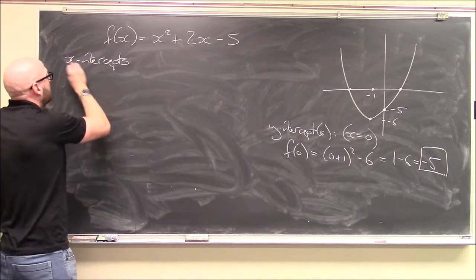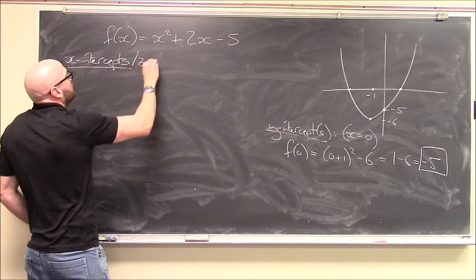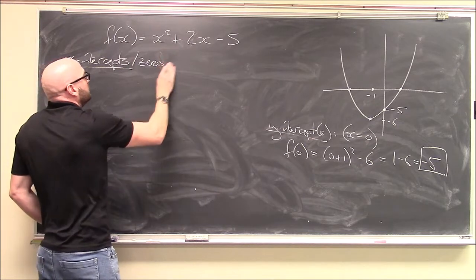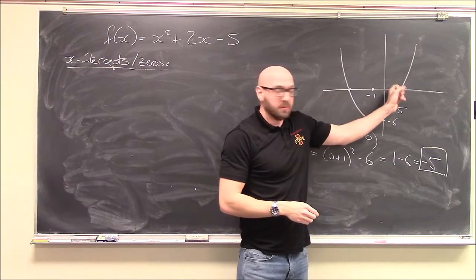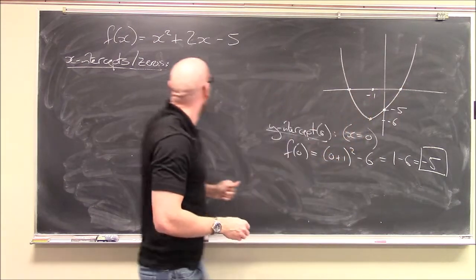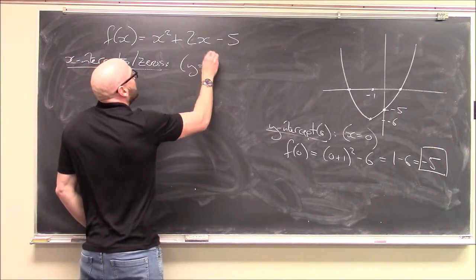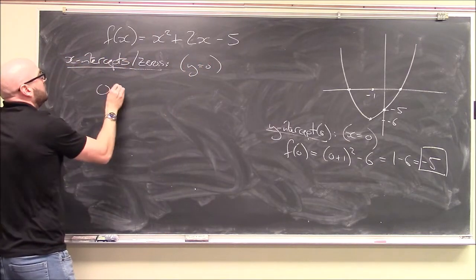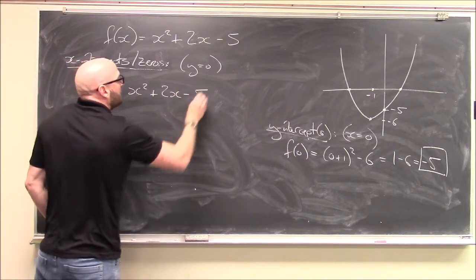which are sometimes called the zeros of the function. Why are they called the zeros? Well, because they're the x values that you plug in to get an output of 0. It's when y equals 0, right? So the x-intercepts or zeros is when y is 0. So we're trying to solve, what does 0 equal x squared plus 2x minus 5?